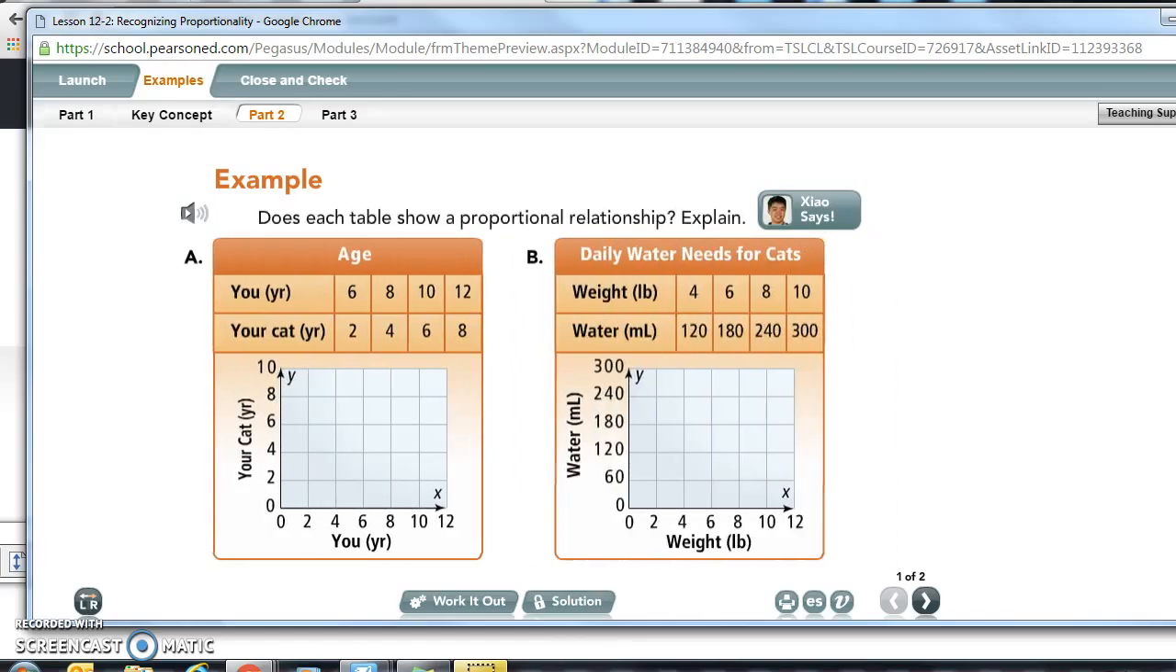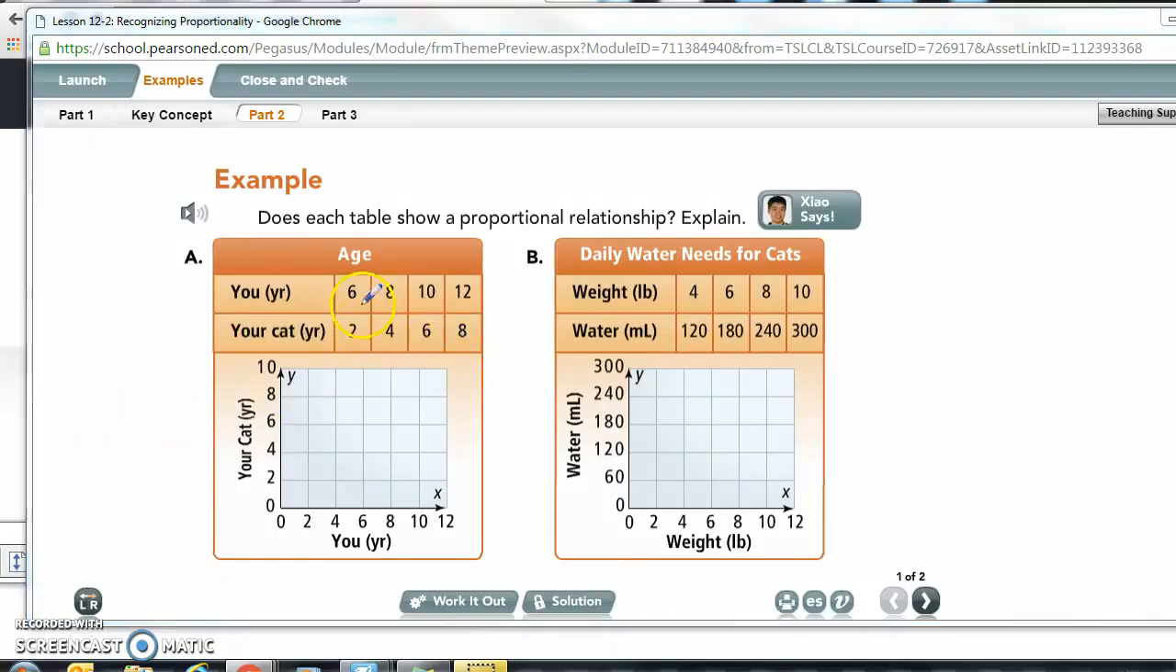So they want to know, does each table show a proportional relationship? Explain. So I need to go over here, and I know that when I am 6, my cat will be 2. When I am 8, my cat will be 4. When I am 10, my cat will be 6. And when I am 12, my cat will be 8. Okay, sorry, that's a bad line. Try and draw a straight line through that. Now let's go over here.